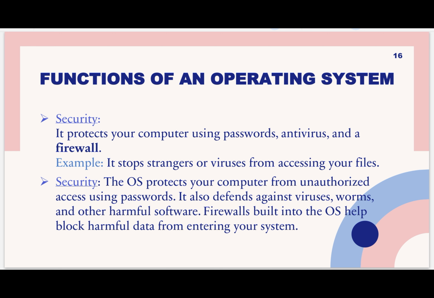The operating system protects your computer from unauthorized access using a password, meaning no one except you or your family member can use it. It also defends against viruses, worms and other harmful software. See, viruses and worms are also a type of virus only. A firewall built into the operating system helps block harmful data from entering your system. Which harmful data? Harmful data like viruses, worms, like that.